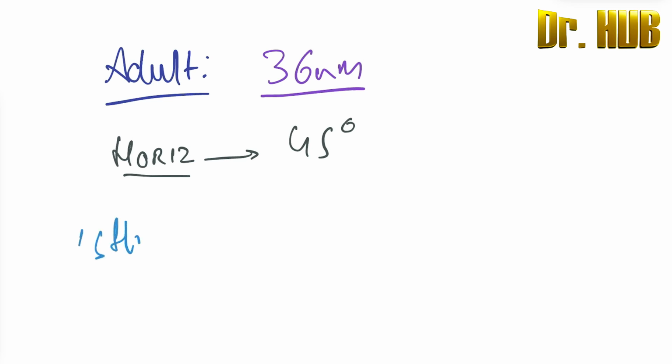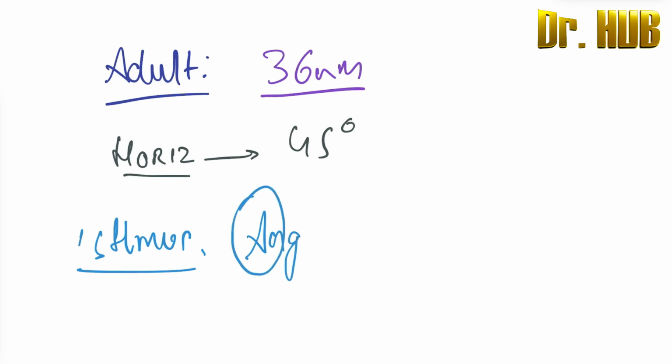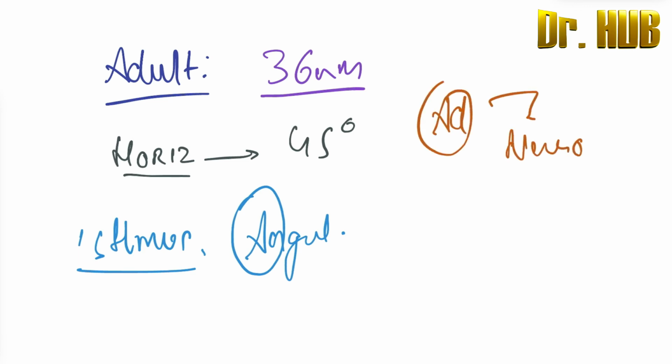So how is the isthmus? The isthmus is straight in terms of infant, whereas in adult it will be angulated. Adult, A, and angulated, starting with A. So how is the width? In terms of adult, the width is narrow and the cartilage is going to be rigid.